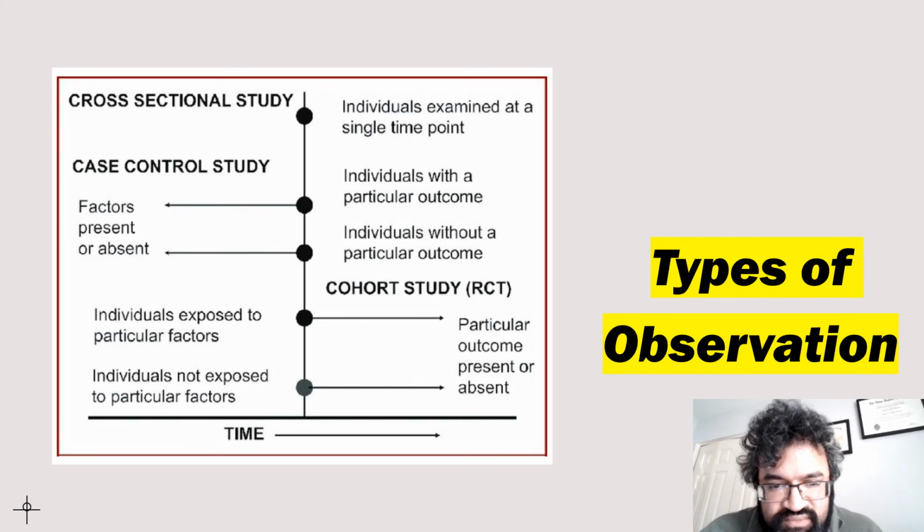So the final slide just looks at the types of observational studies that are out there. For instance, cross-sectional study and case control studies. So cross-sectional studies, individuals examined at a single point in time. Case control, individuals with a particular outcome, individuals without a particular outcome. Then you're looking at the factors present.